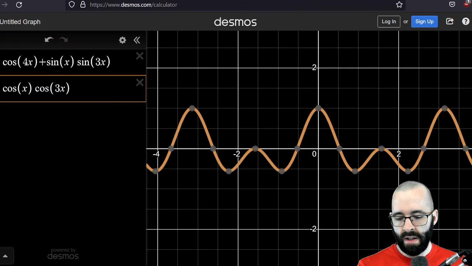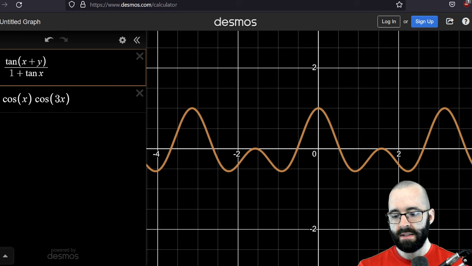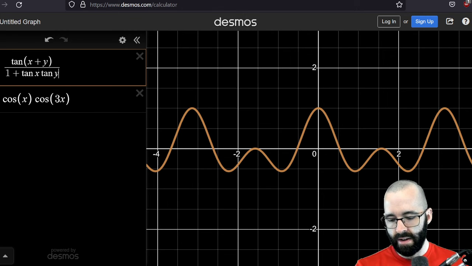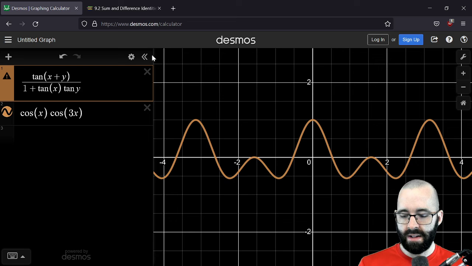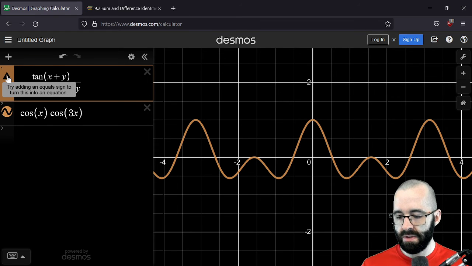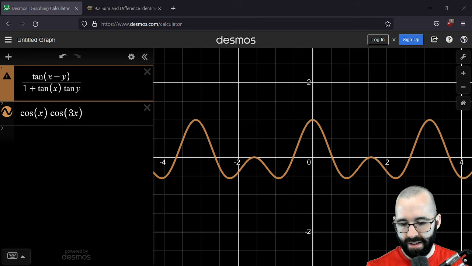Let's look at this. What does the graph on the left look like? Tangent of x plus y divided by 1 plus tan x tan y. Sorry, it's going to need parentheses around here. If you ever get an error, by the way, and are curious about why it's not graphing, hover your mouse over here. You can graph this, but this would be a three-dimensional graph. This is a multivariable function. So if we actually wanted to test this, it'd be much more difficult.